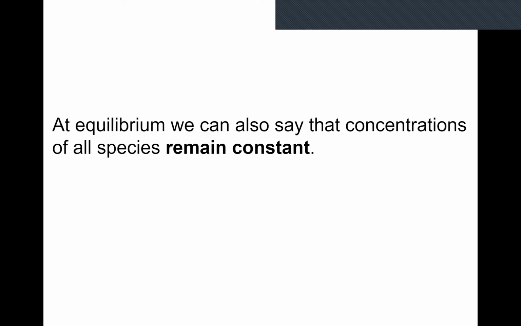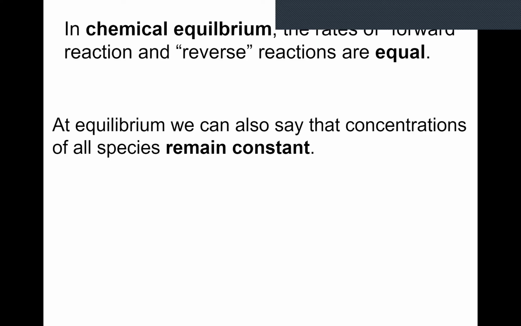Another way of putting that is that at equilibrium, we can say that concentrations of all species remain constant. And the rate of the forward and reverse reactions are equal. That is, it's not going to pick up speed going from reactant to product or from product to reactant. Everything is just remaining constant. We can represent this in a graph in a couple of different ways, and I'd like you to be familiar with these graphs. If we graph concentration versus time, that's different from a graph of reaction rate versus time.